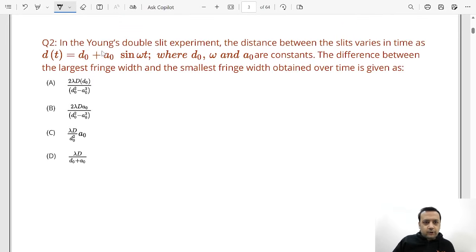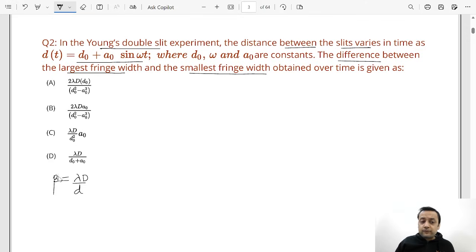Here it's a question on YDSE. The distance between the slits as a function of time is given as d is equal to d naught plus a naught sine omega t. And we have to find the difference between the largest fringe width and the smallest fringe width. Okay, now very easy question. I think most of you would have done this. We know that beta, which is fringe width, is given by lambda capital D upon small d.